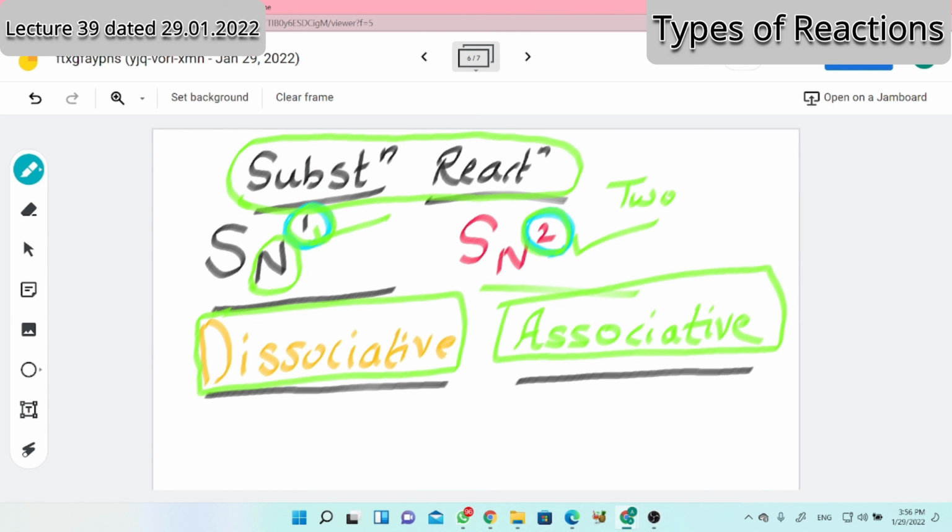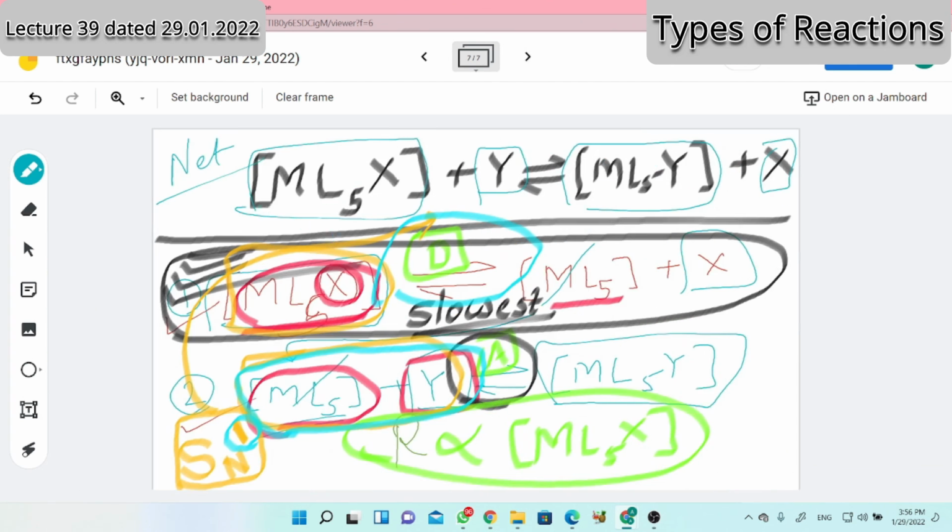Substitution reaction, SN1, SN2: the meaning of that, one is dissociative, the other is associative. Out of that, the dissociative one I discussed by this example. First step dissociation, second step association, but dissociation is the slow step because breaking the bond is difficult rather than accepting when vacancy remains. Therefore, the slow step is the rate determining step. So the rate law says rate is directly proportional to the concentration of the complex. So this reaction is first order or unimolecular, SN1.